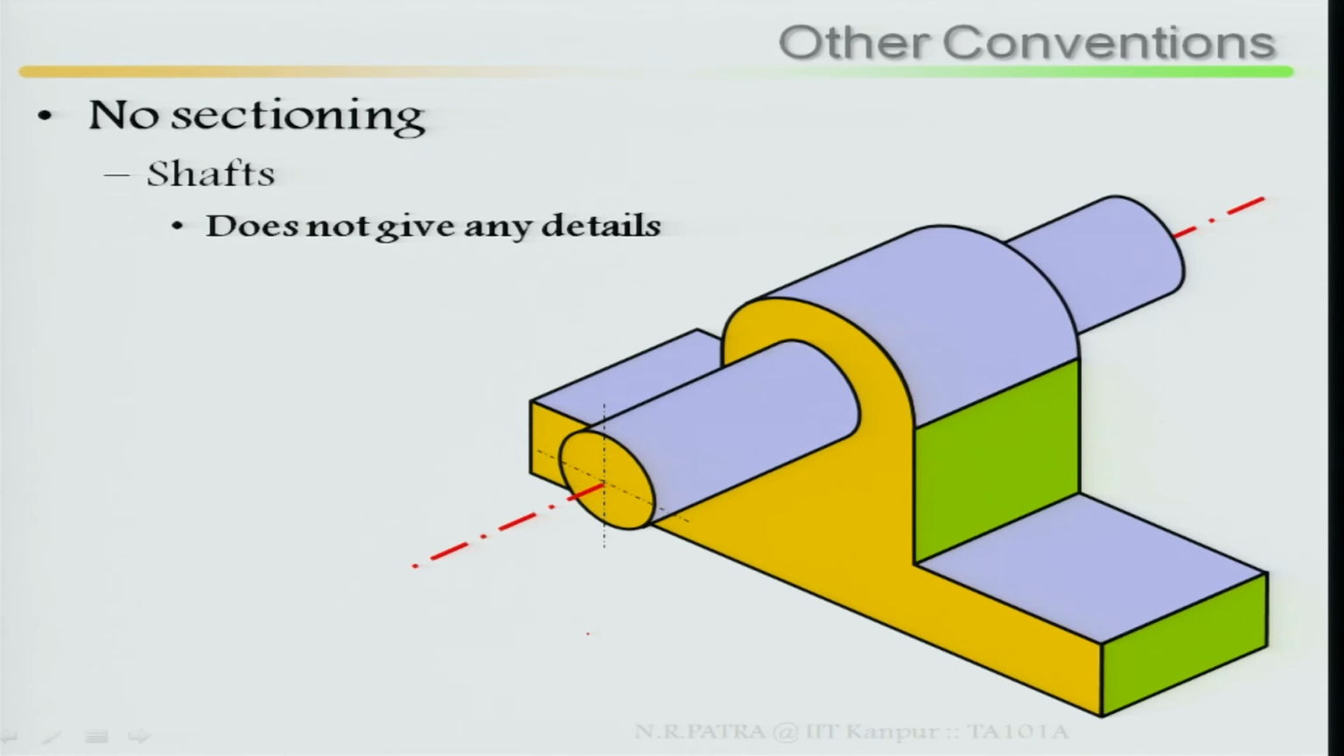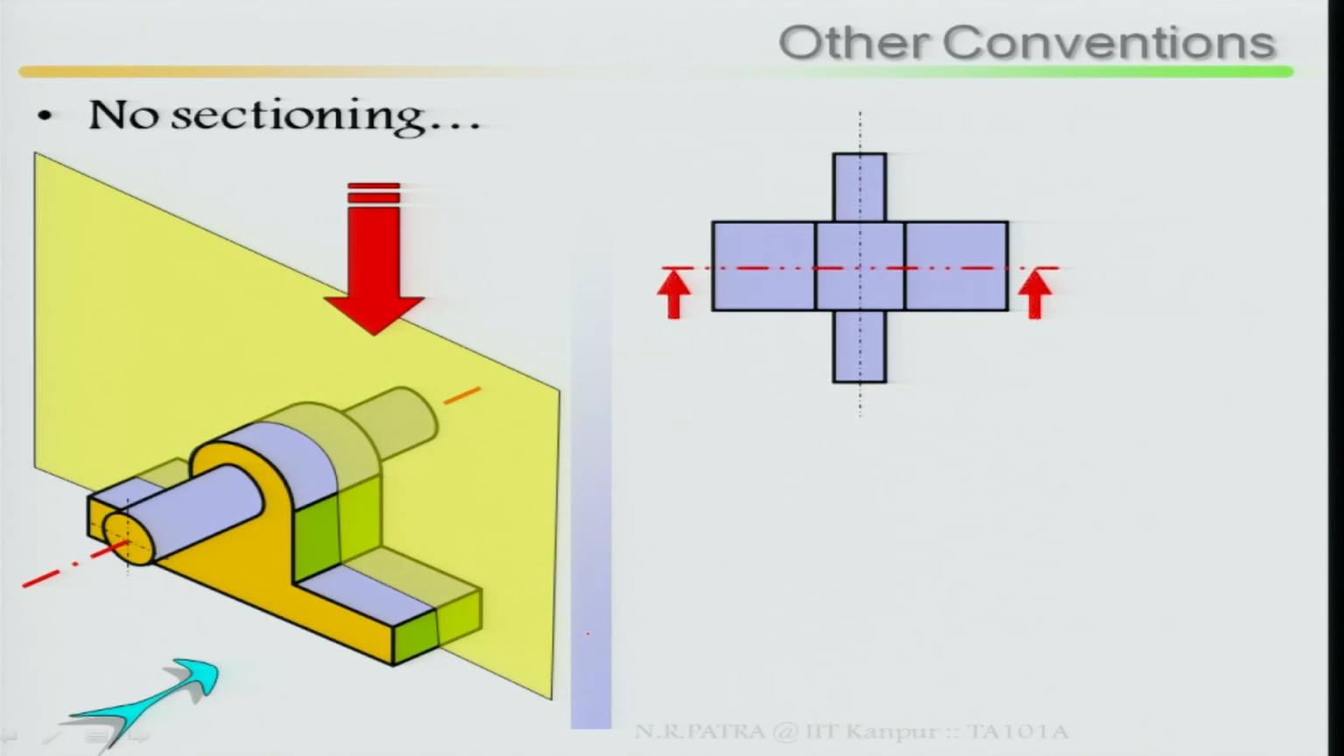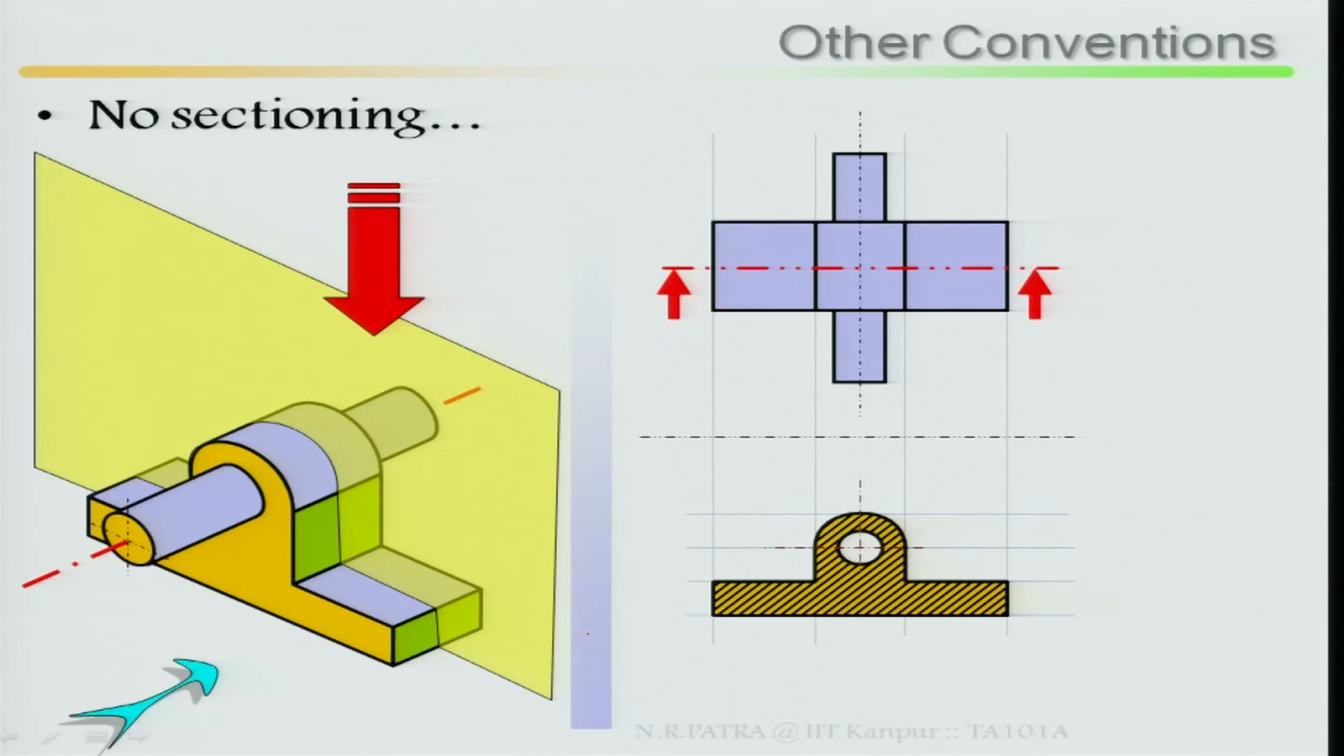Now, there are other conventions for no sectioning, particularly for shafts. Remember, number 1 is shaft. A shaft does not give any details, so in the case of a shaft, no sectioning should be done. Look at your shaft. If I cut it at the middle, that means full sectioning has been done and the material has been taken out. How does it look? Your shaft shows that no sectioning has been done.